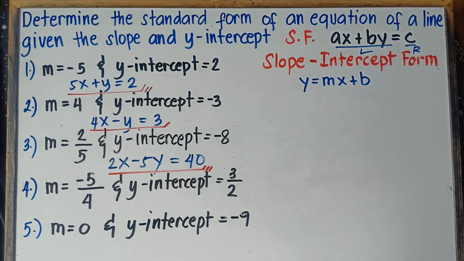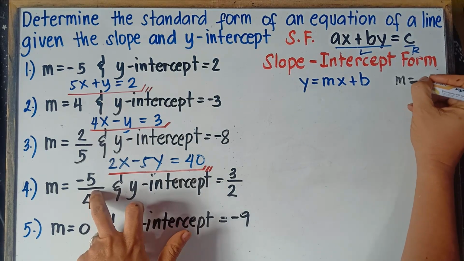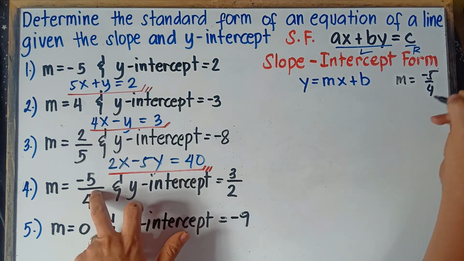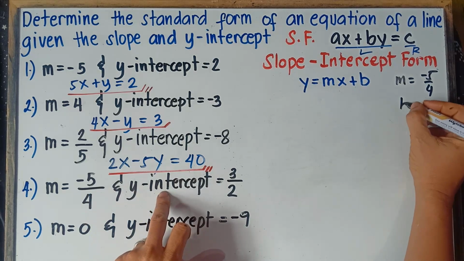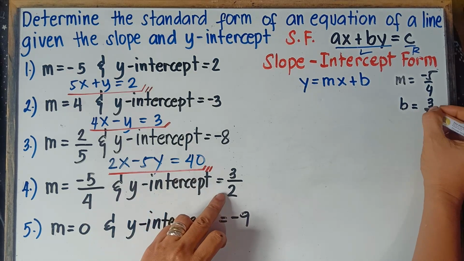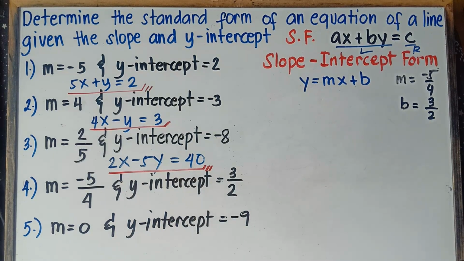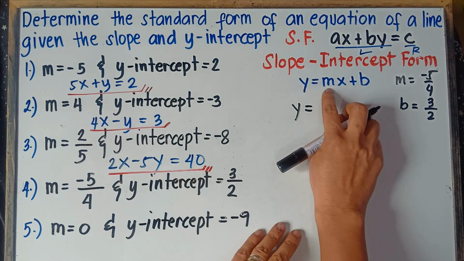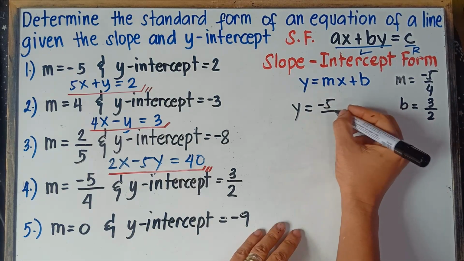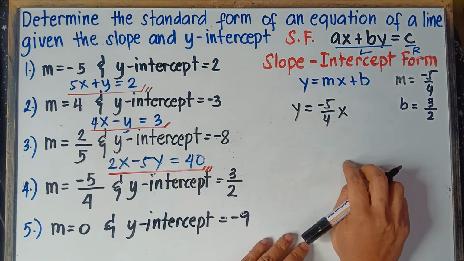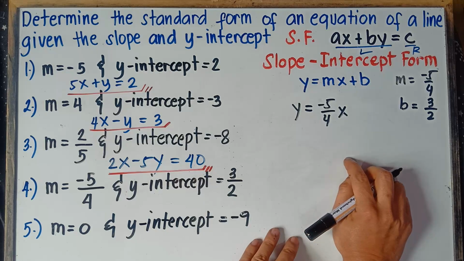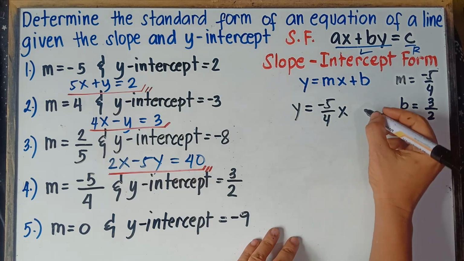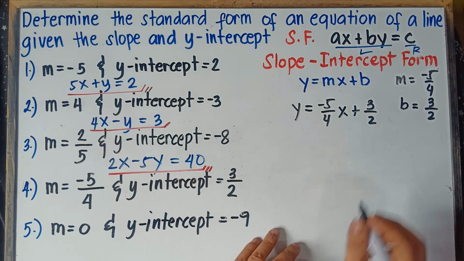Our given slope, we have negative 5 over 4. And then the value of b, or the y-intercept, that would be 3 over 2. So we do have two fractions, so more complicated example. Alright, let's do that. So copy y, copy equal sign, the value of the slope, that would be negative 5 over 4. Copy x. The value of the y-intercept, or the value of b, that would be 3 over 2. So positive 3 over 2.